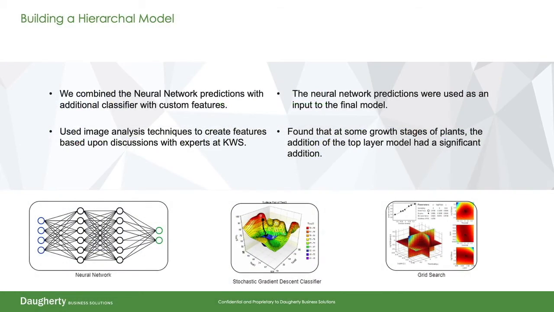So now we've got a really nice neural network that's doing a great job of helping us differentiate between the target plant and the weeds. But we think we can do more. So what we want to do is combine that neural network with an additional classifier. And what we're going to do in that additional classifier is use our ability to talk to subject matter experts and figure out what they're looking for when they're doing this as a manual process.